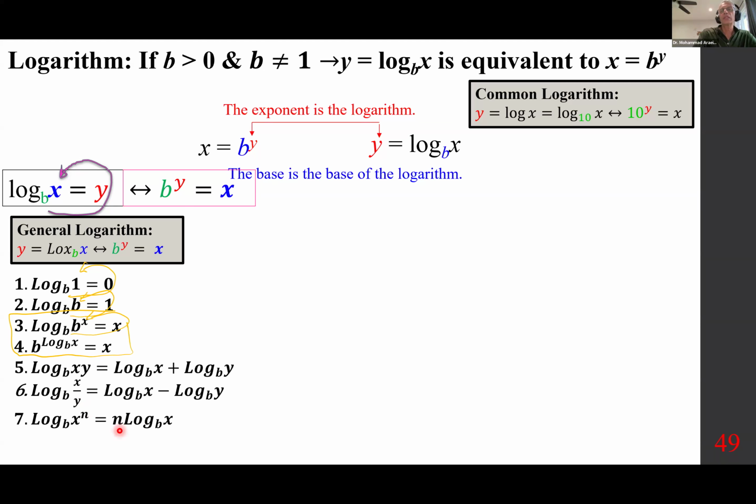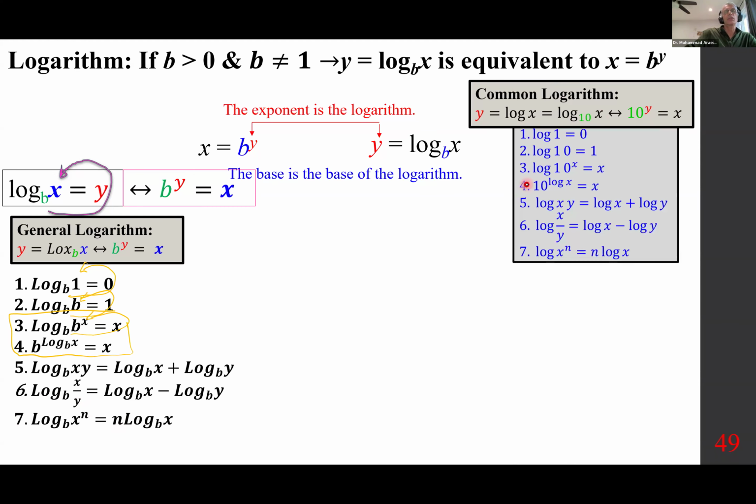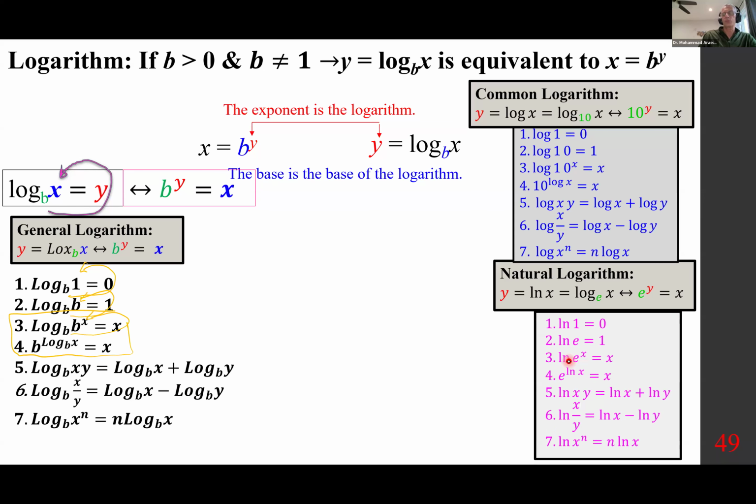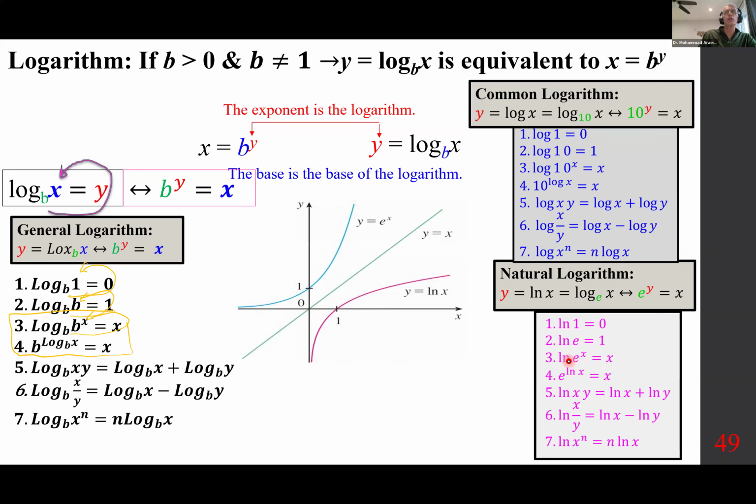Now, when the base is 10, don't write it. Y equals log x means 10 to the power of y equals x. And we can see the transition, and I hope everybody is okay with that. Basically, you lose the base b and you put log. When the base is e, you change it to ln. That means natural log, which means e to the power of y must be x, and it gives us those properties. Because the two functions are inverse of each other, they are symmetric with respect to the line y equals x.